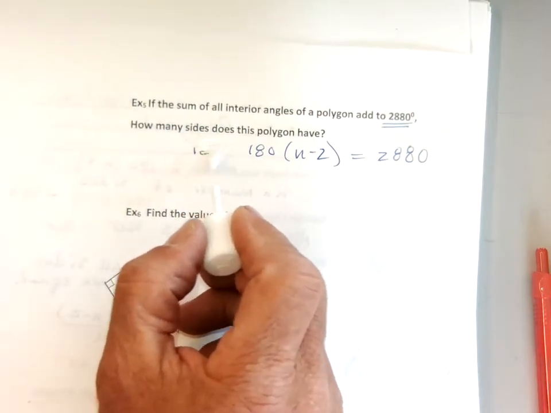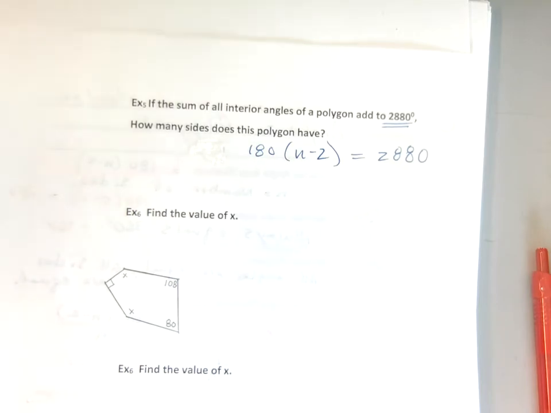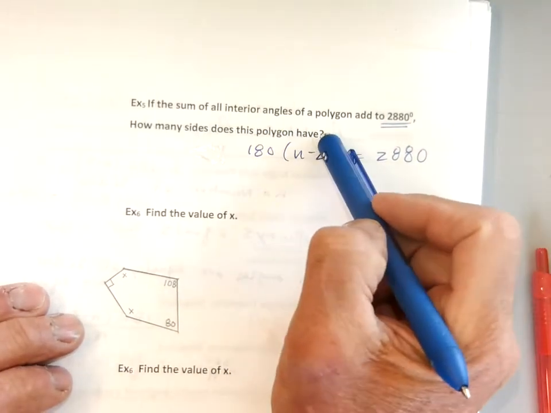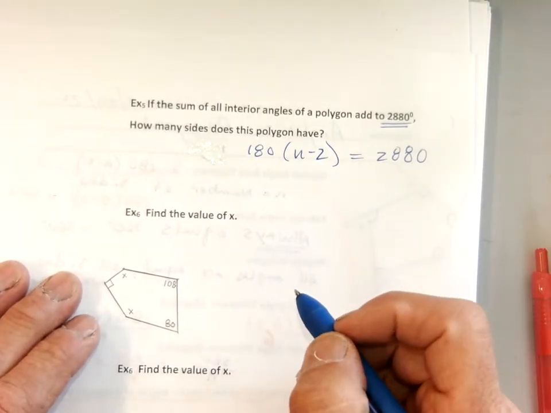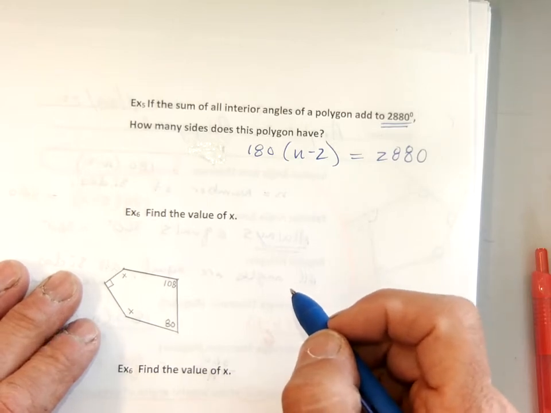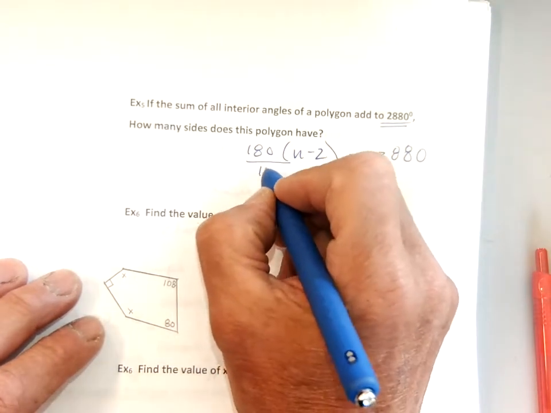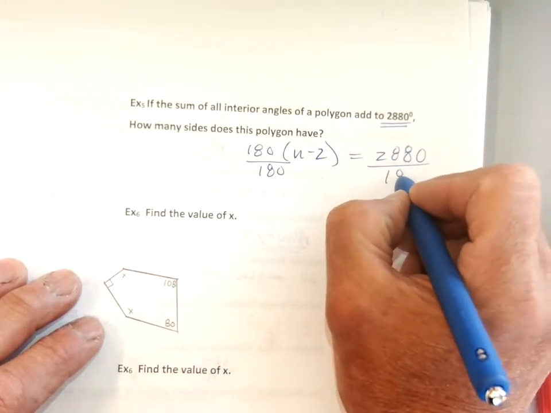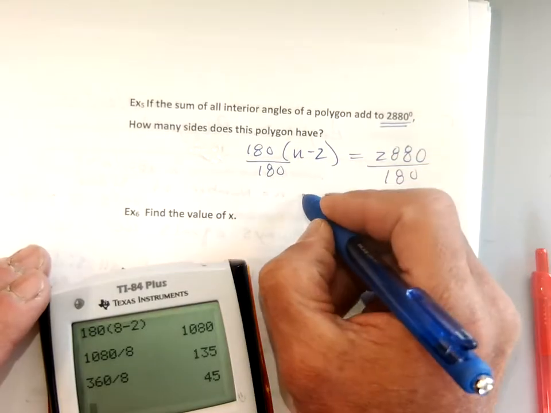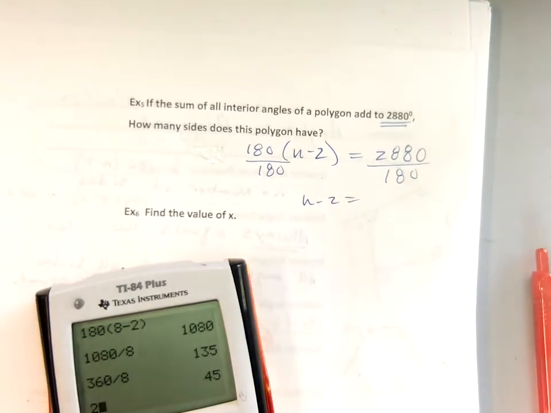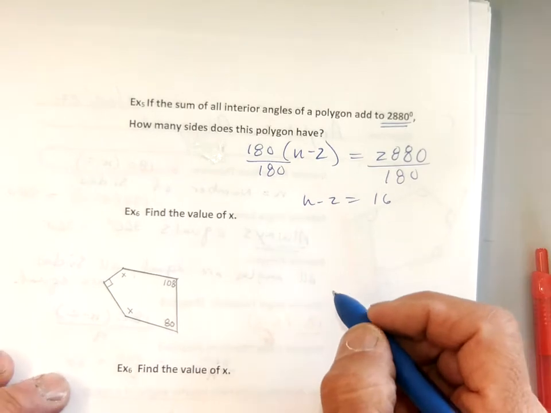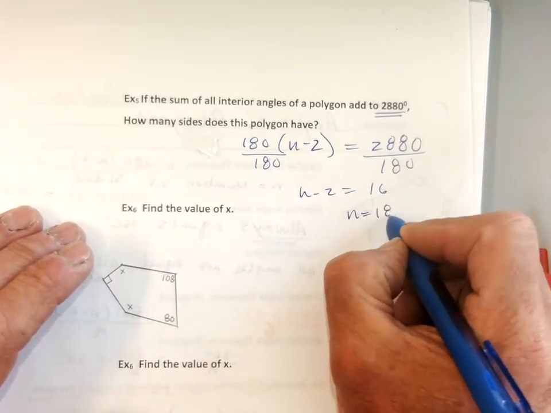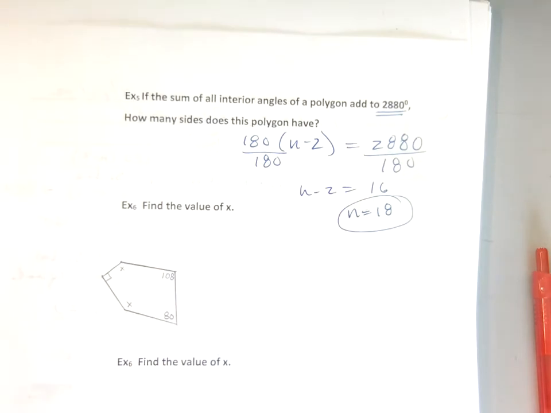To solve it, we could do one of two things. I could distribute and go that times that, that times that. You guys okay with that? Or something faster. Anybody see a faster way to solve this? Yeah, just divide by 180 first. You guys agree? That'd be faster than distributing. So I get n minus 2 is equal to 2,880 divided by 180, and I get an answer of 16. Add 2. So it's an 18-gon. Thank you, Anna.